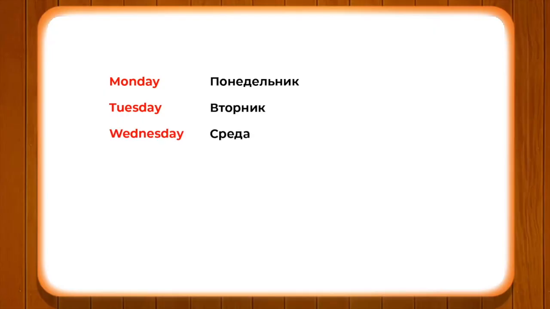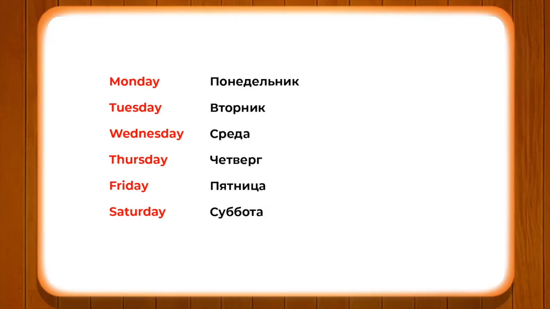So, we will start with Monday. Monday means понедельник, Tuesday, вторник, Wednesday, среда. Then we have Thursday, which means четверг. Then we have Friday, which you can also see on the screen, пятница. Then we have Saturday, which means суббота. And then finally we have Sunday, which means воскресенье.